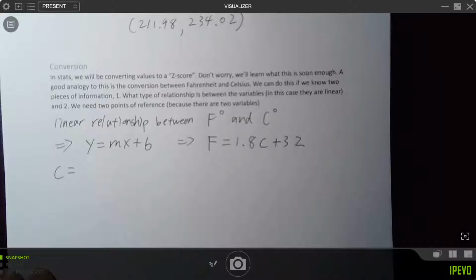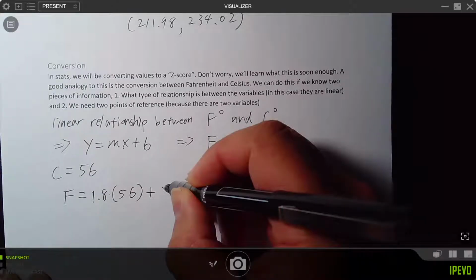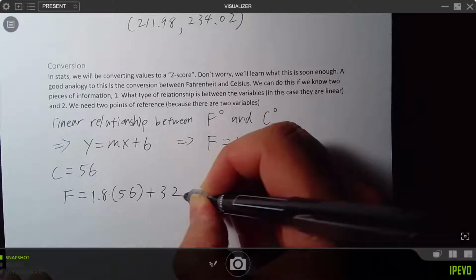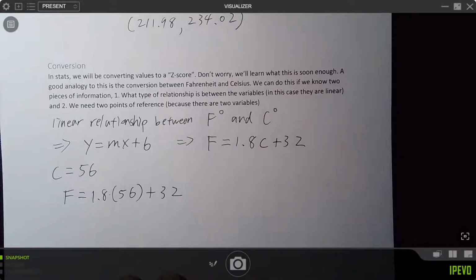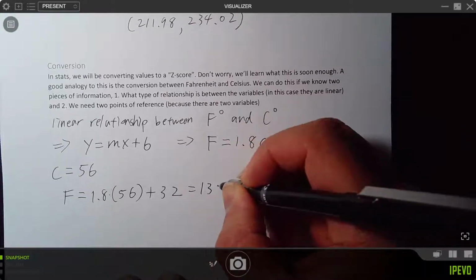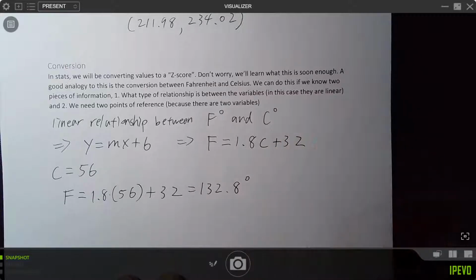Well, I'll just simply plug it in. F equals 1.8 times 56. Again, here notice the use of parentheses. I want to make sure I separate them. I don't want to confuse 1.8 and 56. So I use the parentheses there. Plus 32. And just plug that in the calculator. Okay, so this equals 132.8 degrees. Okay? All right. And so it's just a conversion, and there's a linear relationship between Fahrenheit and Celsius.